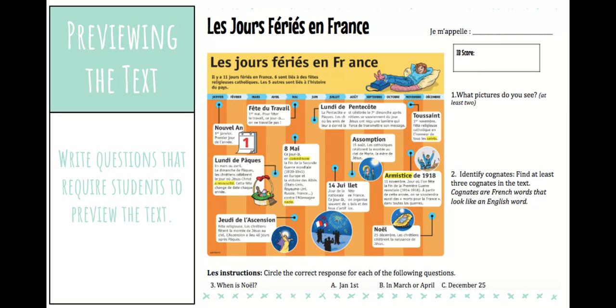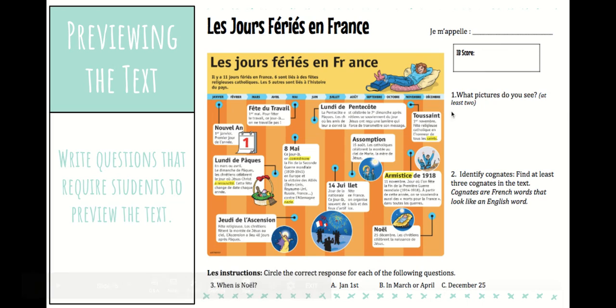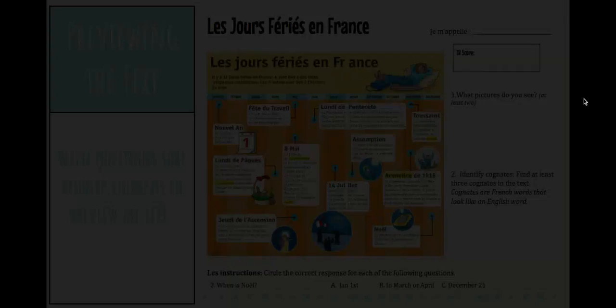And then the second question is identify cognates. Find at least 3 cognates in the text. And I always remind them what cognates are, especially at the beginning, so I don't have to answer that same question a million times, even though we've talked about it a million times, they'll still ask. But these first 2 questions here require the students to look around, see what information they can get from the text before they start answering questions. It gives them an idea. It helps them frame the infographic.